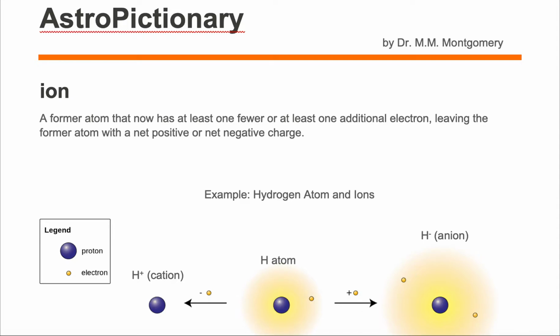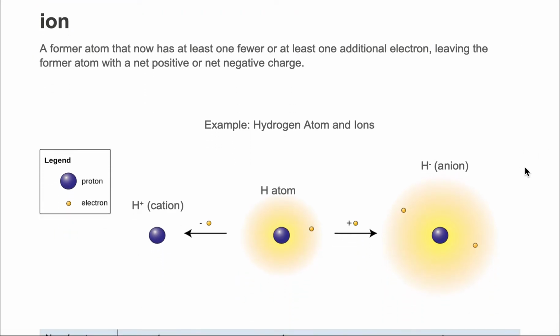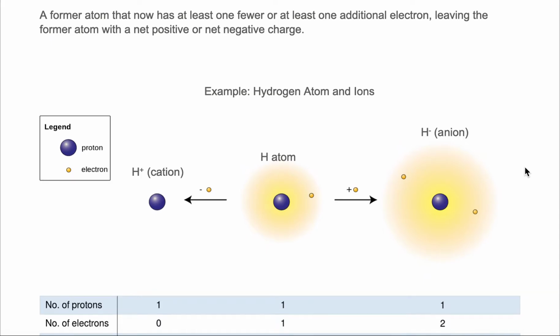An ion is a former atom that now has at least one fewer or at least one additional electron, leaving the former atom with a net positive or net negative charge. Let's go take a look at a hydrogen atom.